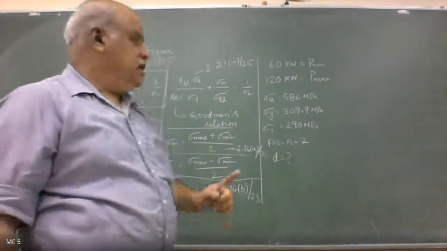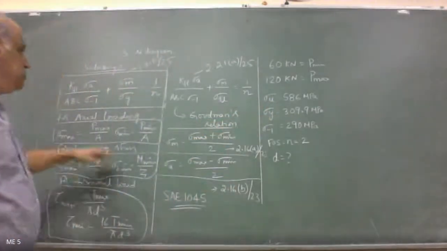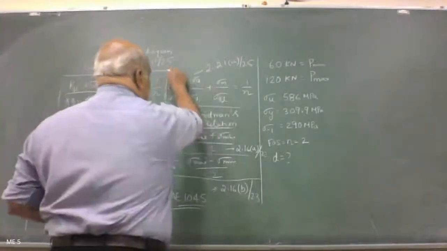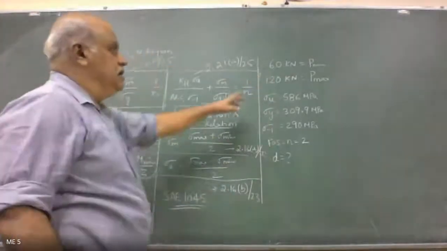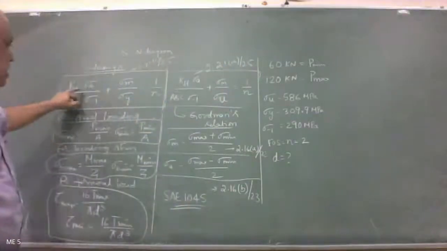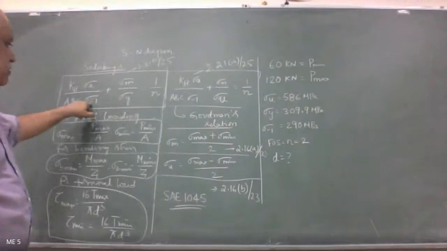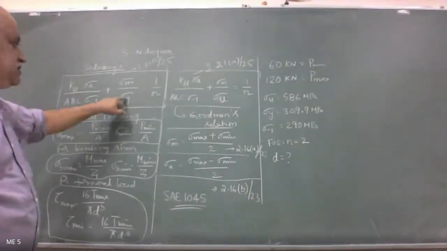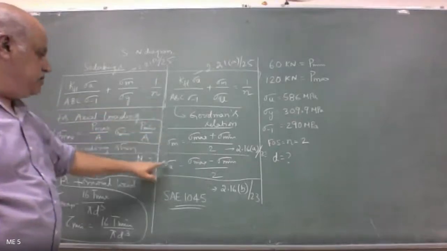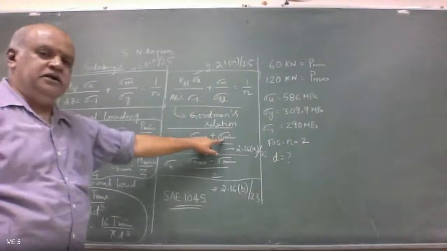As I said, if both yield and ultimate stress are given, we need to find the diameter using both Soderberg relation as well as Goodman's relation. Is that okay? And we know it is P max and P minimum. From Soderberg relation, I need to find out sigma amplitude and sigma mean, because I know the value of endurance strength, yield stress, and factor of safety given in the problem. So I need to find out sigma mean and sigma amplitude. For that, I need to find out sigma max and sigma minimum.